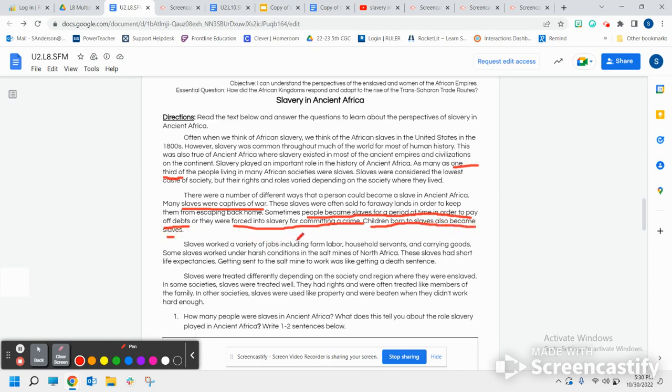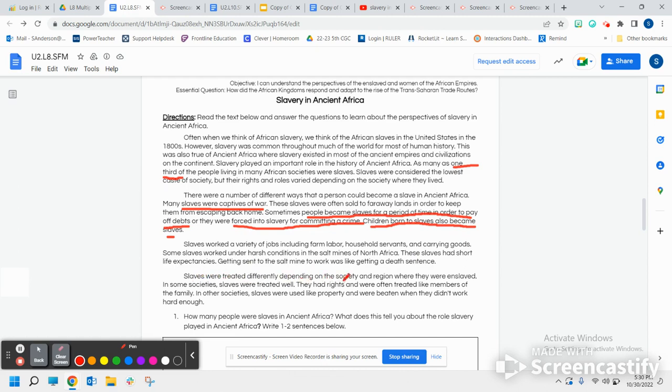Slaves worked a variety of jobs, including farm labor, household servants, and carrying goods. Some slaves worked under harsh conditions in the salt mines of North Africa. These slaves had short life expectancies. Getting sent to the salt mine to work was like getting a death sentence.